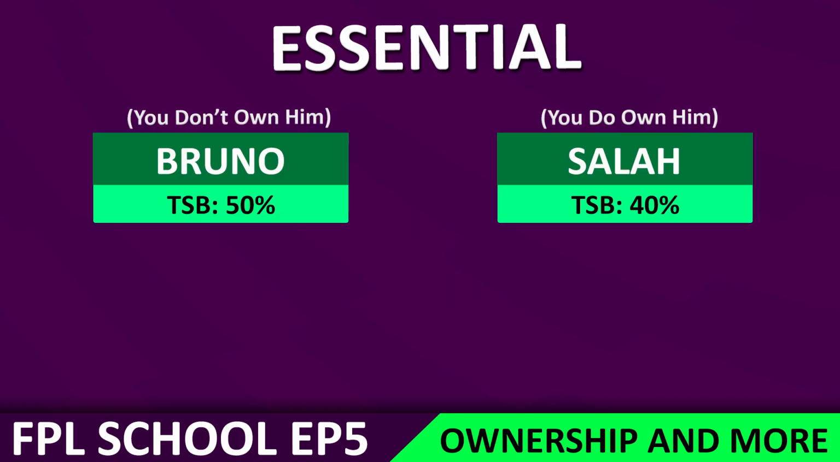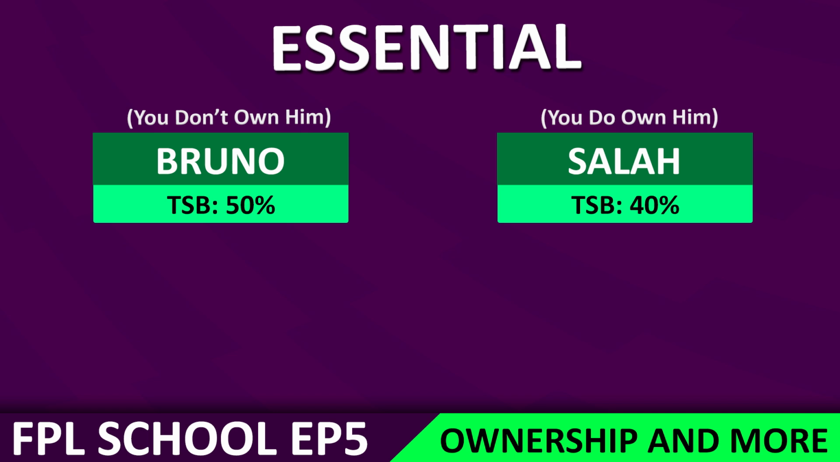Well, let's say Bruno is owned by 50% of players. Now that's a lot. And he is also averaging a score of 5 points per week. And every week, because he's scoring those points, is affecting your rank quite a bit. But instead of Bruno, you own a 40% Mo Salah, who is averaging 6 points every week.